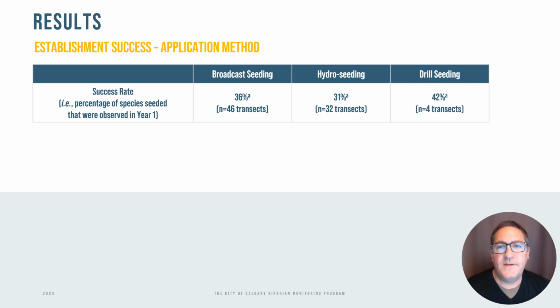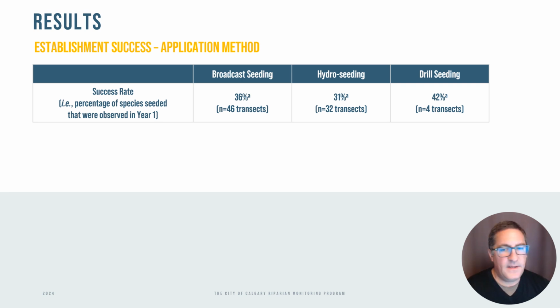Moving on from individual species, this slide looks at seeding application method. Generally speaking, three main types of seeding application method are used on bioengineering projects. Here in Calgary, we have broadcast seeding, drill seeding, and hydro seeding. Broadcast seeding refers to seeding by hand or with a small handheld mechanical spreader. Drill seeding refers to the use of a mechanical seed drill. And hydro seeding is when herbaceous seed is mixed with water and other ingredients such as mulch and then sprayed onto the site with a hose.